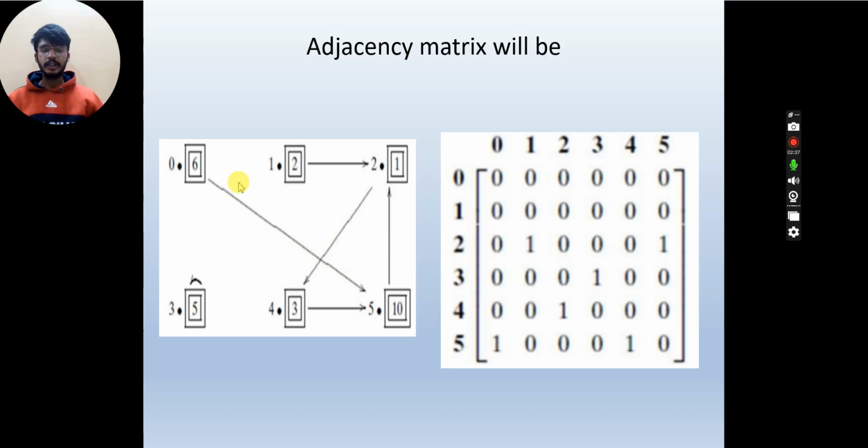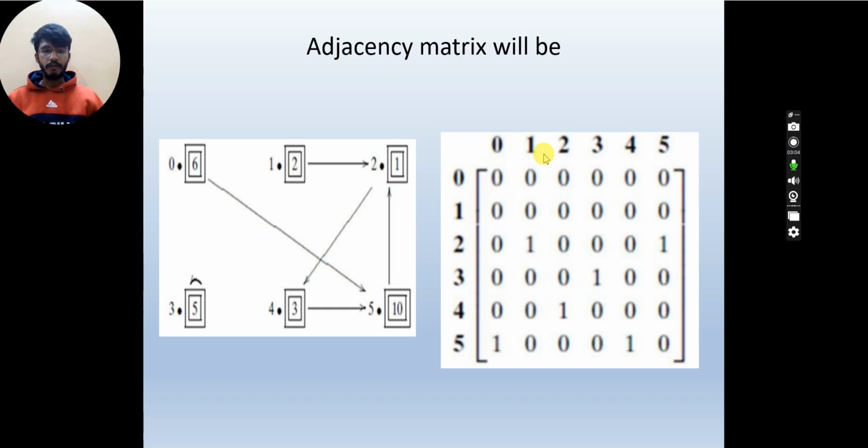From 0 to 1, there is also no transition line going, so here we write 0. From 0 to 2, there is also no line, so here we write 0. From 0 to 3, there is also no line, so here we write 0. From 0 to 4, there is also no line, so here we write 0. But from 0 to 5, there is a line specified. After a certain time, 6 marbles are going to vertex 5, so here we write 1.